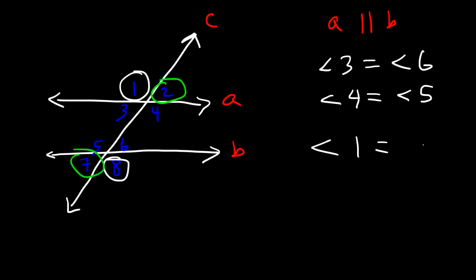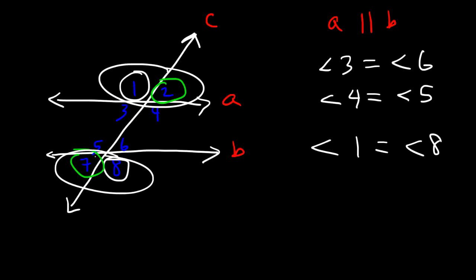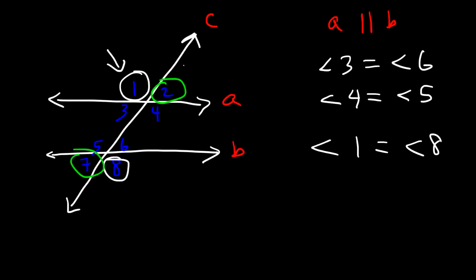And if you're wondering why they're called alternate exterior angles, well, first the word exterior, they're on the outside or on the exterior of the two parallel lines, and they alternate with reference to the transversal. So angle 1 is on the left side of the transversal or line C, angle 8 is on the right side. So they're on alternate sides. And 2 and 7 are alternate exterior angles.